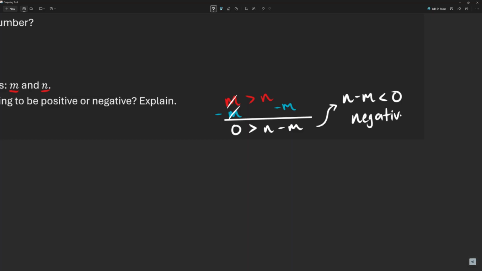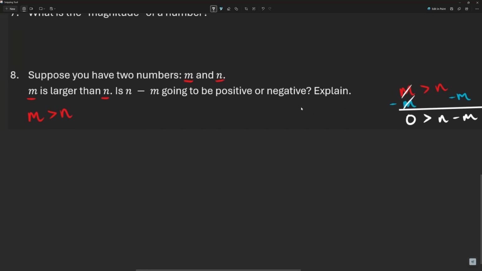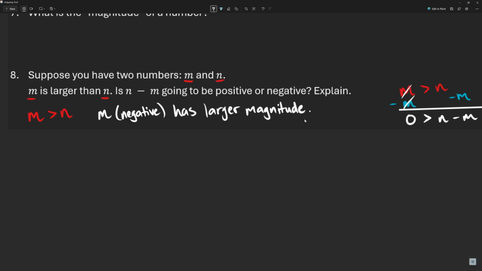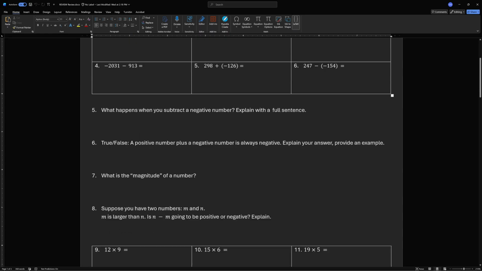So kind of a fun introduction to some algebraic reasoning we might see in proofs. So our answer is negative. Since M, which is negative, has larger magnitude, it's greater than N, right? It's a partial explanation, but that's a really good start, or at least a really good frame of mind to be in. M, which is negative, has the larger magnitude, right? So a good way to think about that problem.